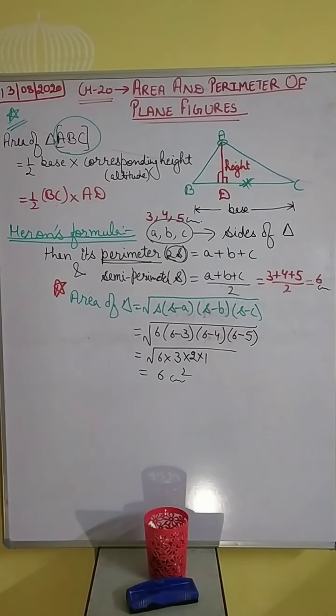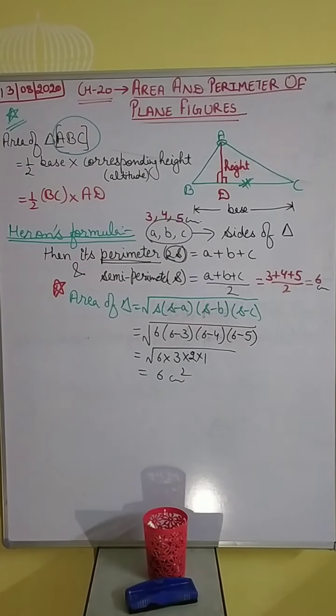which is equals to half of base into height. And by using Heron's formula, we can get the value of semi-perimeter, which is A plus B plus C by 2, where A, B, C are the sides of the triangle. So, the area of triangle is under root of S into S minus A into S minus B into S minus C. This is the way to calculate area by using Heron's formula.